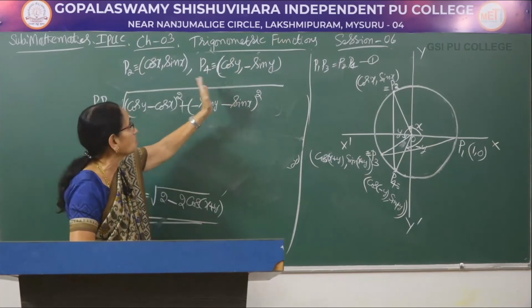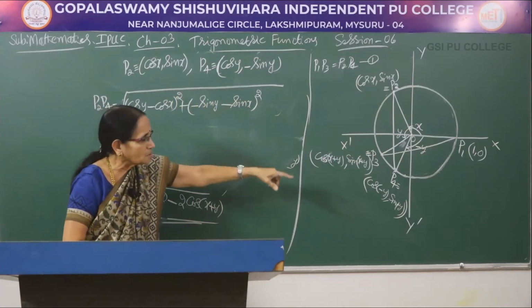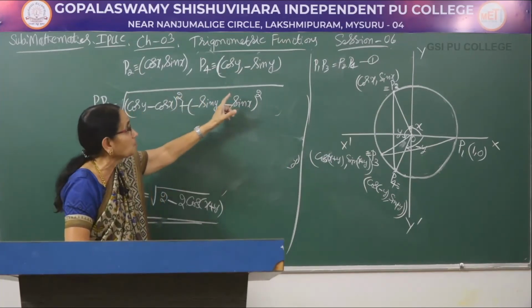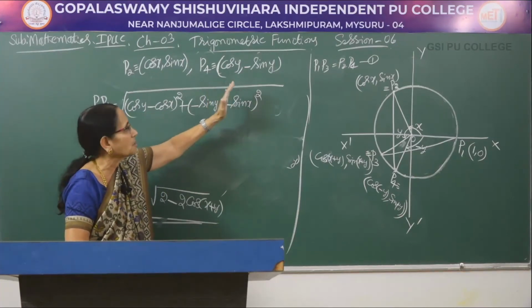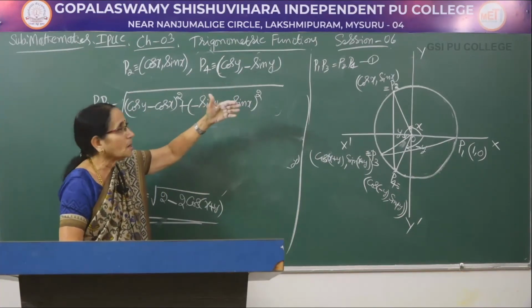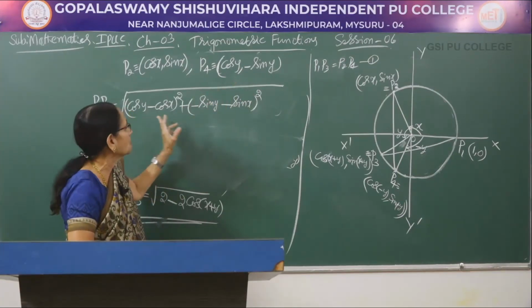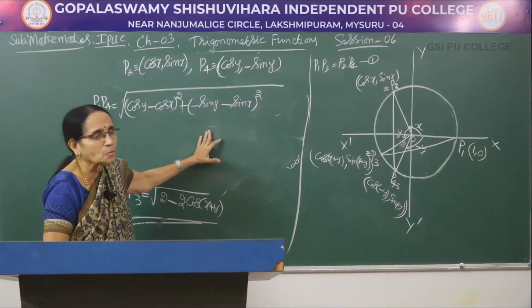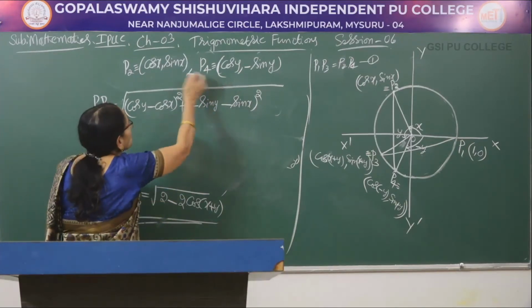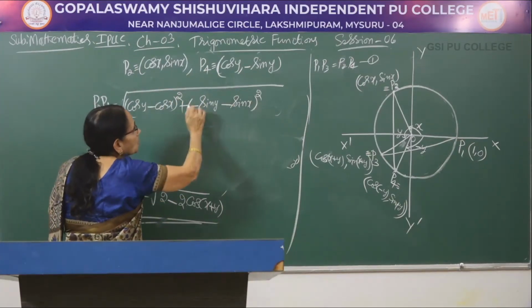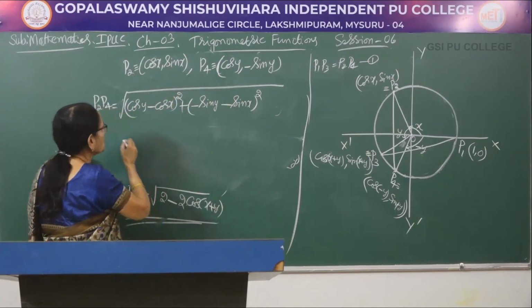Now, here I have used the information that if a line makes an angle x or y, it will be cos x, sin x, because this other line has made an angle of minus y, it becomes cos of minus y, sin of minus y. Using the allied angle information, it can be written as cos y and minus sin y. Now, I use the distance formula.